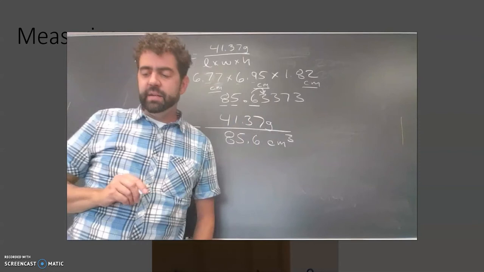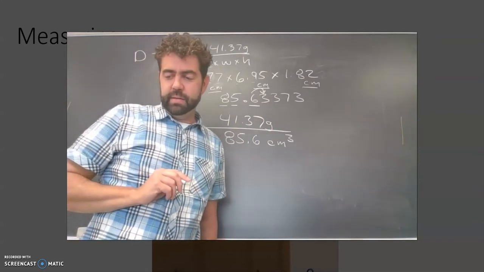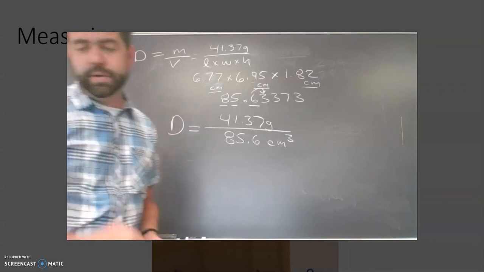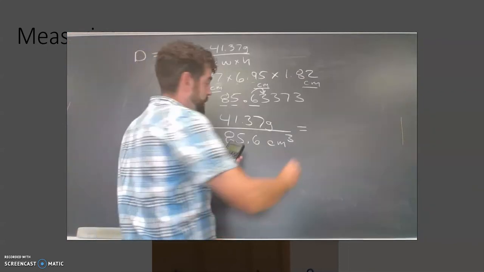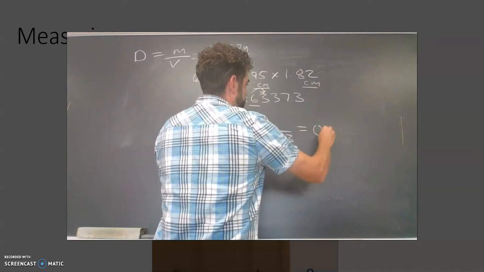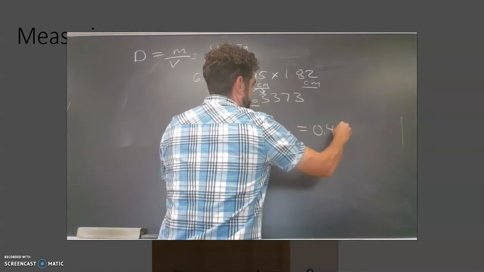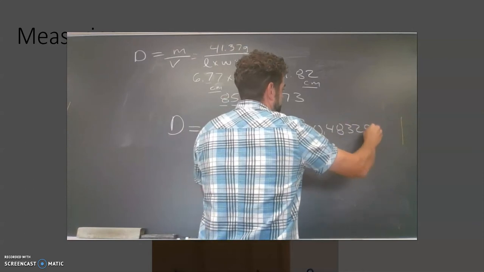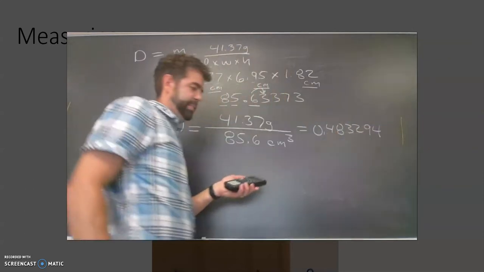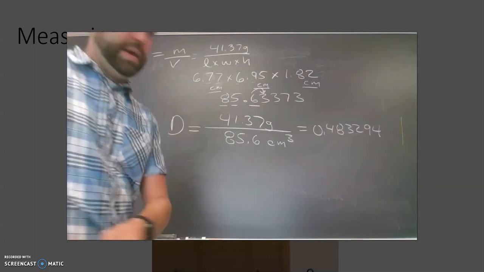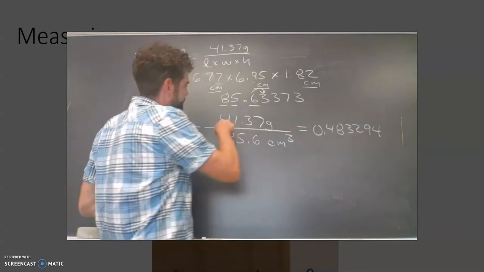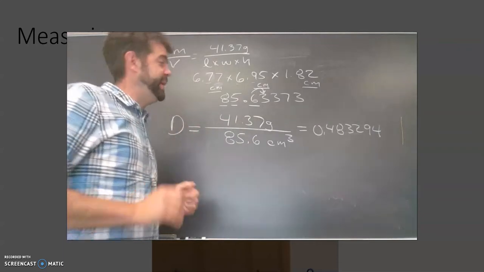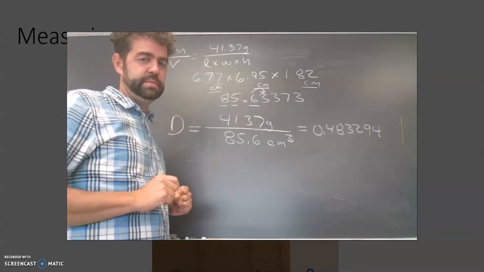Again, type that into your calculator. And when I type that into my calculator, I'm going to get a number. That number would be 0.48. You can see a lot of numbers come up on the calculator, and that goes on for a while. But again, I'm going to round this calculation, 41.37 divided by 85.6, to how many significant figures?